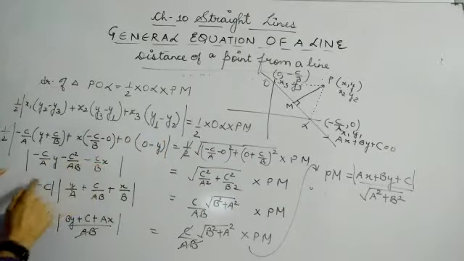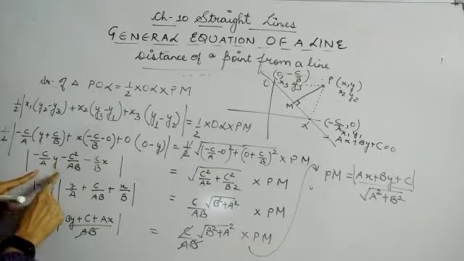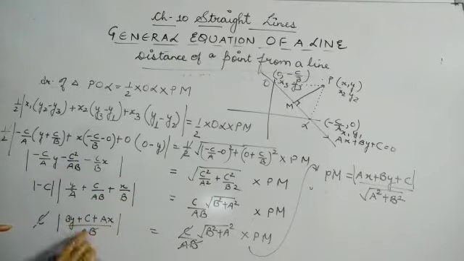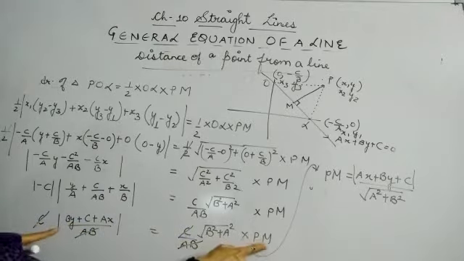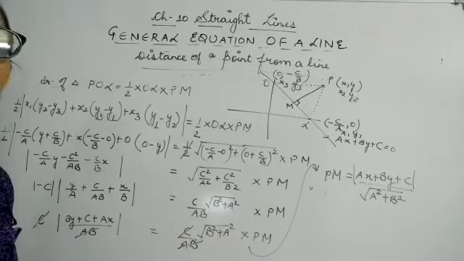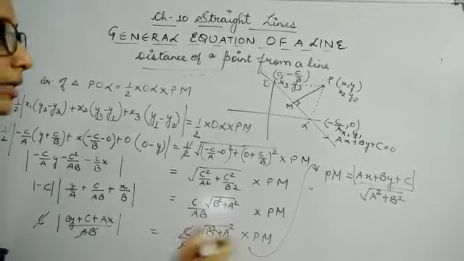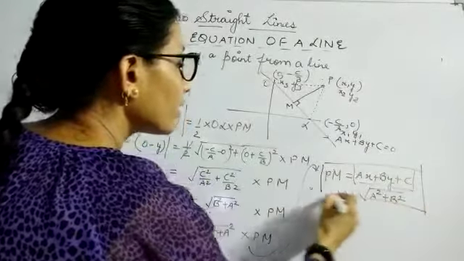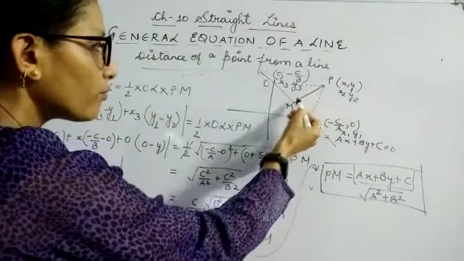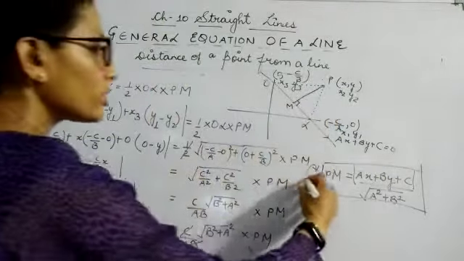From here I have taken minus c common, and since this is in mod, it becomes positive. So here I am left with y by a plus c by ab plus x by b. Again taking the LCM, I will get it like this: c and c gone and ab gone. So PM will be equal to ax plus by plus c whole upon under root a square plus b square. You can pause the video and see the solution. So finally, this is the length of your perpendicular, or I can say the distance of point P from the given line. So this is your distance formula.